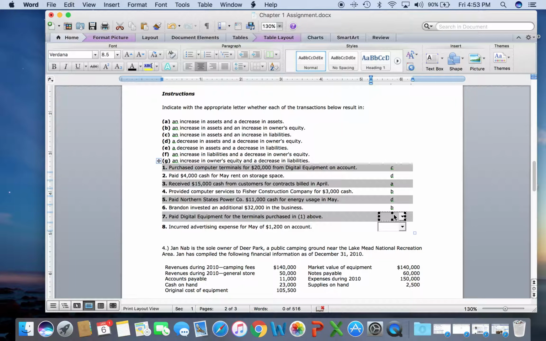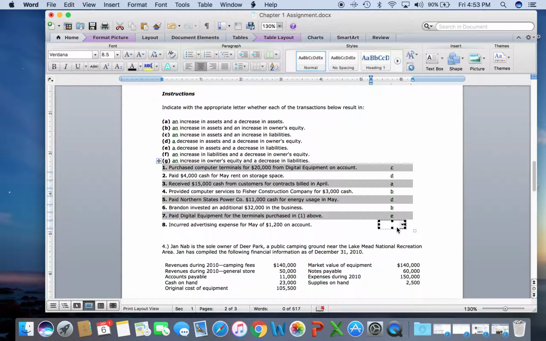Okay, now it says, number 7, paid digital equipment for terminals purchased in 1. So remember from 1, you bought that equipment and you owed it. Well, now you paid for it. First of all, we know it's going to decrease your assets because you paid cash for it. It also decreases your liabilities because it means you owed it and now you paid for it. Okay, so that'll be E.